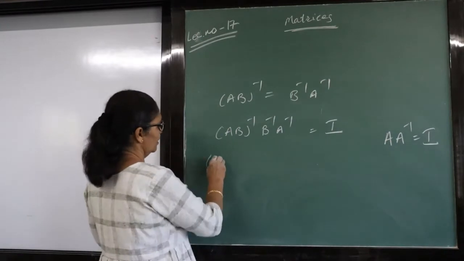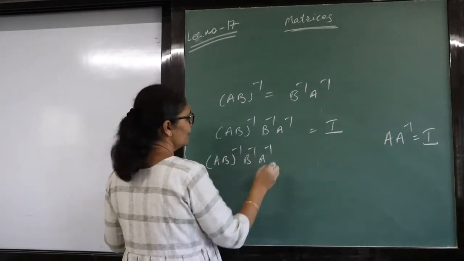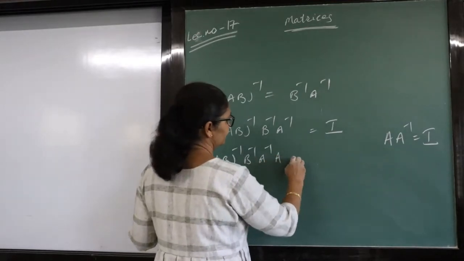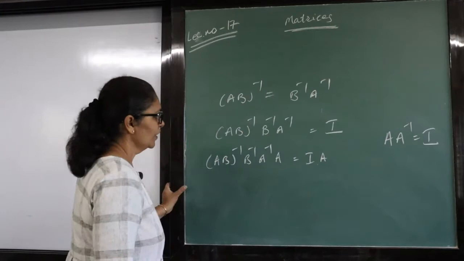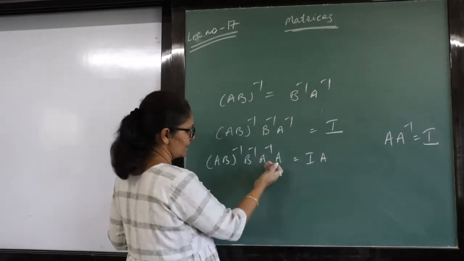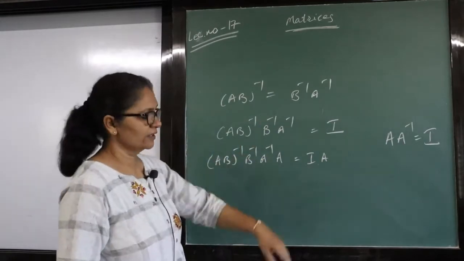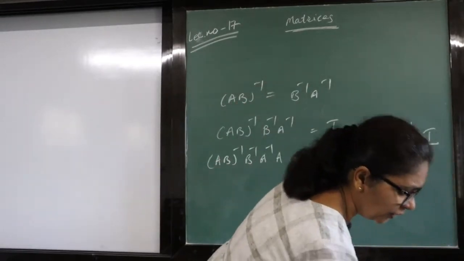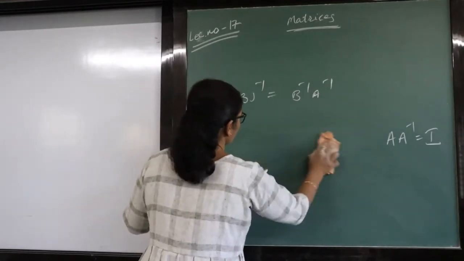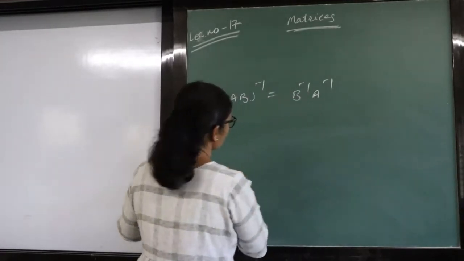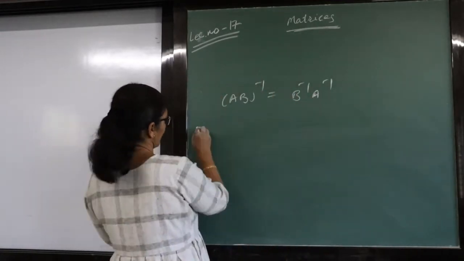Now let's check (AB) inverse, B inverse. Let's multiply both sides by A. So I into A, that way A inverse cancels, similar way multiply with B, and you can shift that term on this side. Now the main important thing you have to remember is that (AB) inverse equals B inverse A inverse. We cannot write A inverse B inverse only.